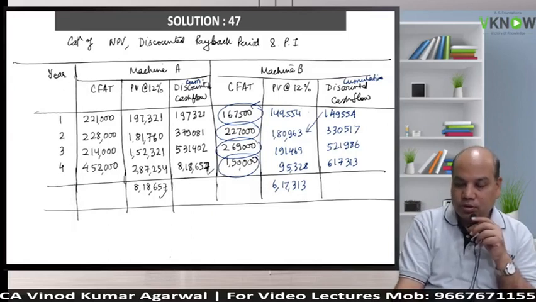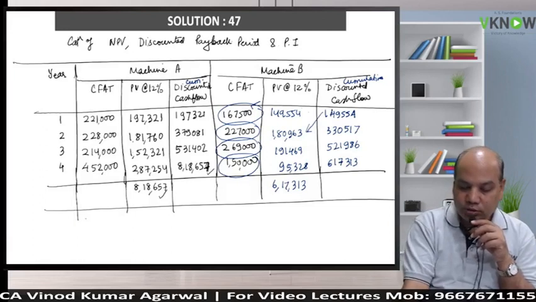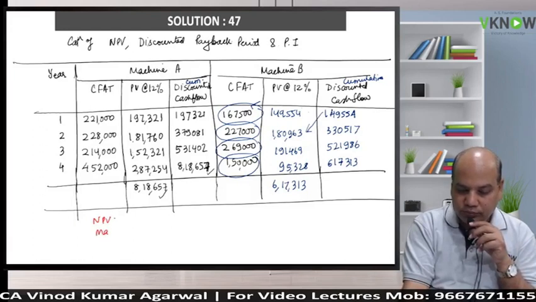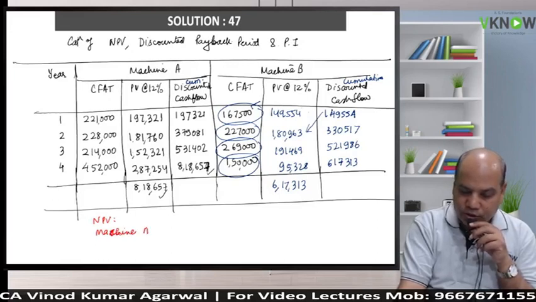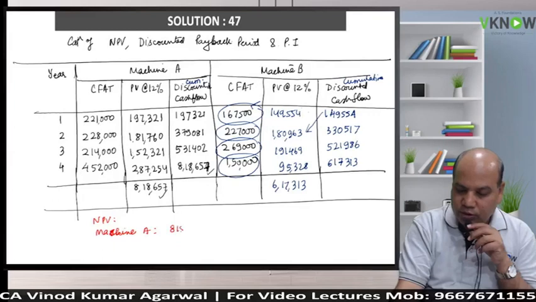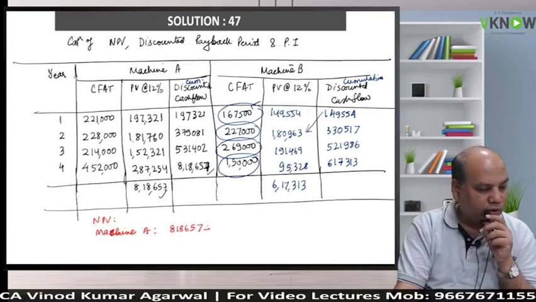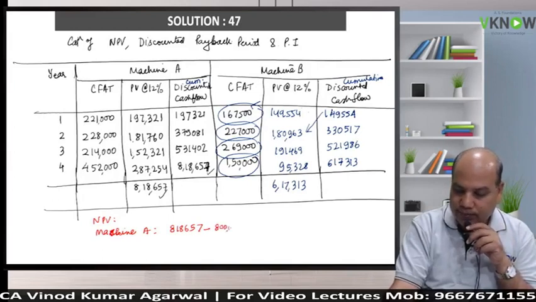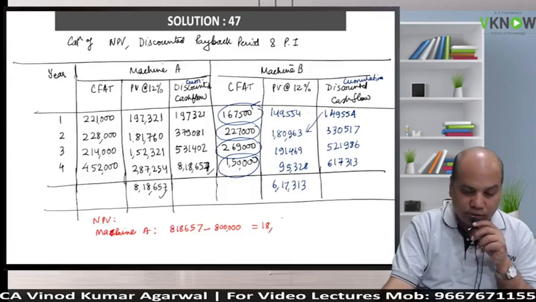Okay. Now write down NPV, NPV machine A. The NPV for machine A will be 818657 minus the initial investment, which was 8 lakh. So it will be 18657, no problem, plus minus 1.